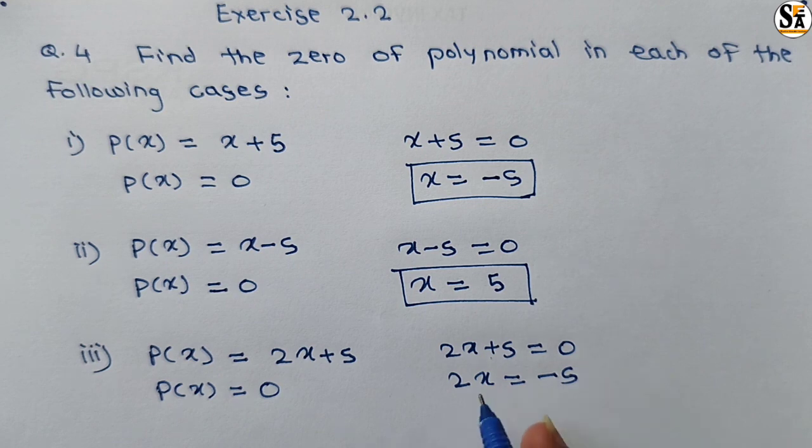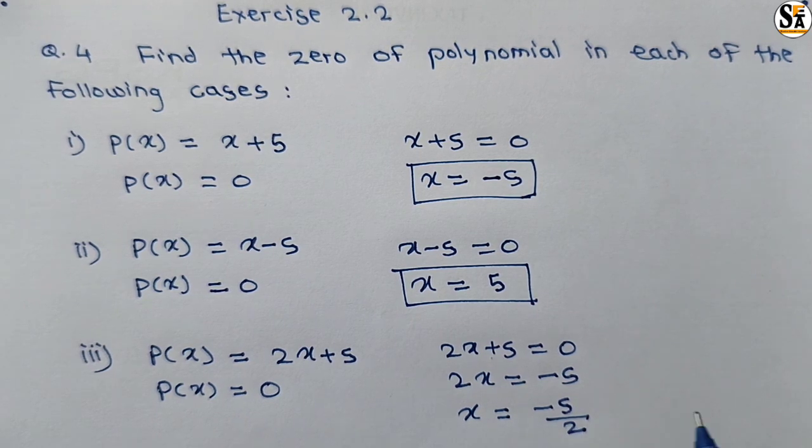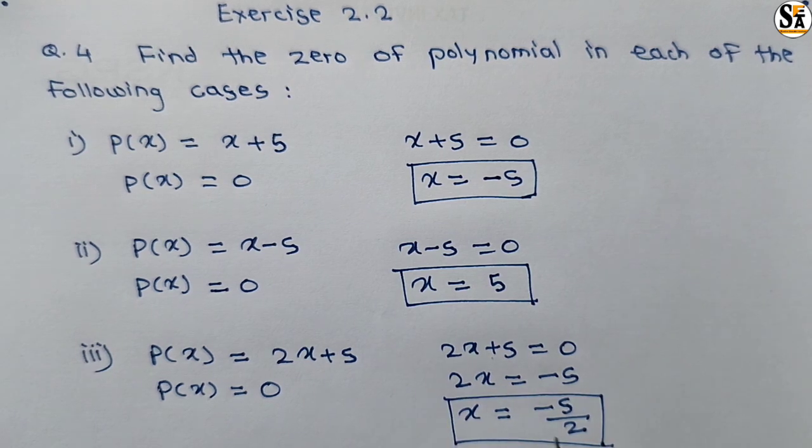In the next step, transfer this coefficient 2 from left to right. When we are transferring the coefficient from left to right, as it is in multiplication, it will now be in division when we change the side. So x is equal to minus 5 upon 2. It is in multiplication on the left side. When we are transferring it to the right side, it must be in division. So x equal to minus 5 upon 2 is the 0 of this polynomial.